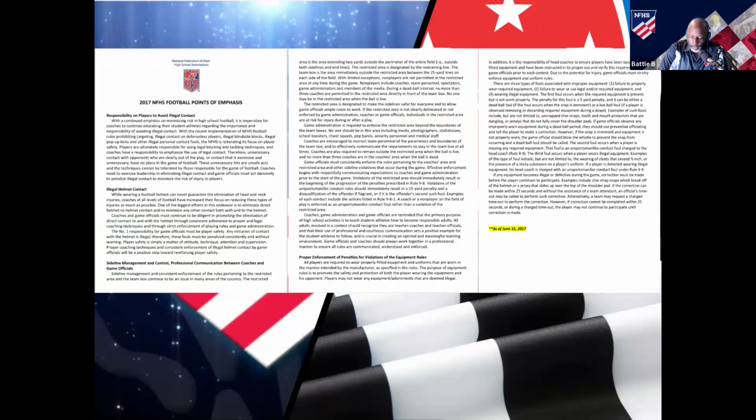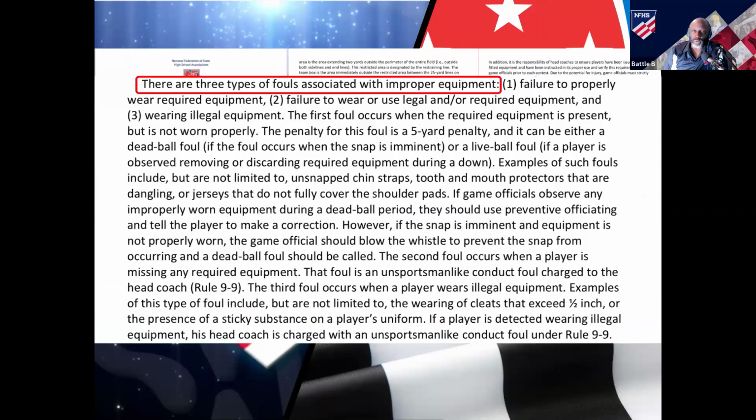Now, like I was saying before, I got ahead of myself. When did the rules change? Because I remember when it was a foul, and then it went from foul to being a violation. So I did some research, and this is an excerpt from the 2017 point of emphasis, the uniform. And if you see right here, it says there are 3 types of fouls associated with improper equipment. I almost forgot what the fouls were until I read this 2017 point of emphasis.